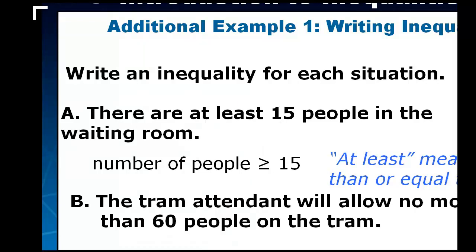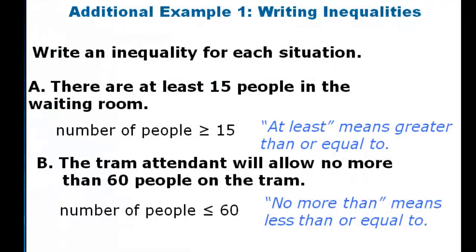The tram attendant will allow no more than 60 people on the tram. So here in the tram, we cannot put more than 60 people. So 60 people is the biggest number I can reach. I cannot go more than 60. So 60 is the greatest number I can reach, okay? So no more than means less than or equal to, okay? So the number of people will be smaller than or equal to 60.